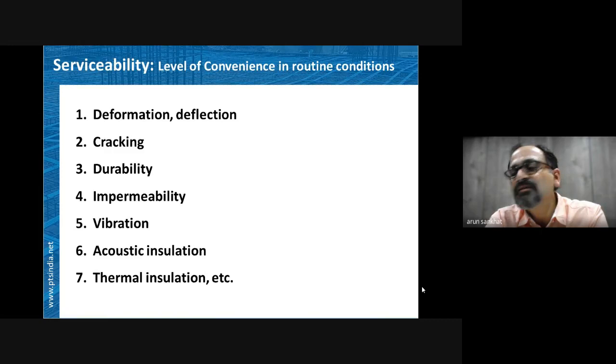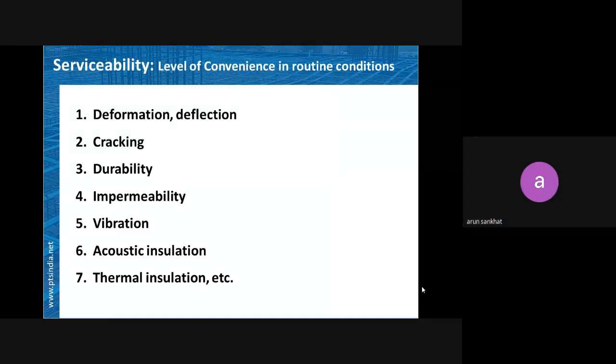Durability and impermeability are aspects wherein concrete also plays a role. The material itself, concrete, also plays a role. It should be well impermeable. The soundness should be good, so that it can impart more resistance against atmospheric actions.